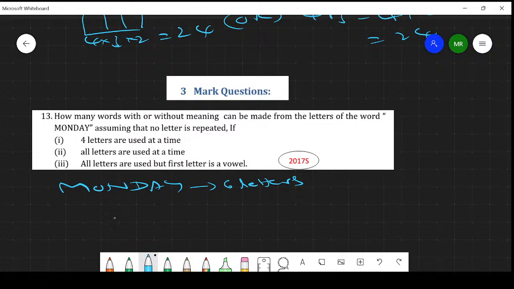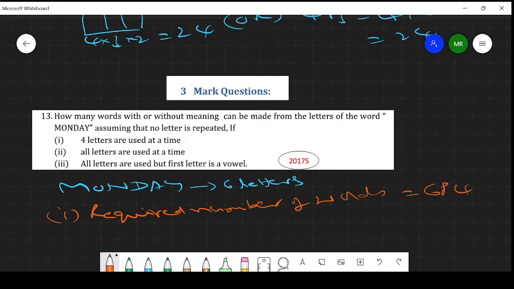So the first case, what they are asking, the first problem: 4 letters are used at a time. That means it will be 6P4. The required number of words is equal to 6P4.